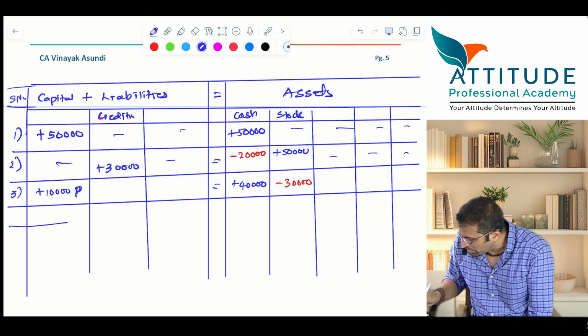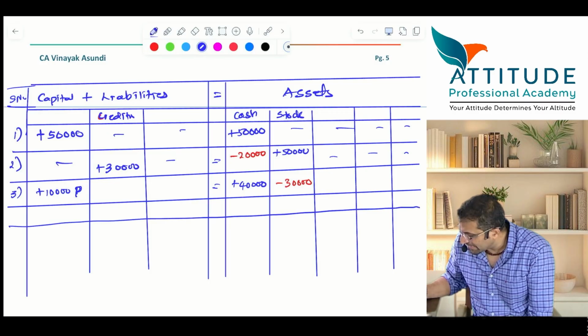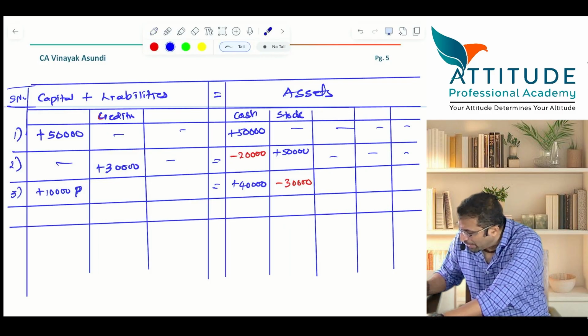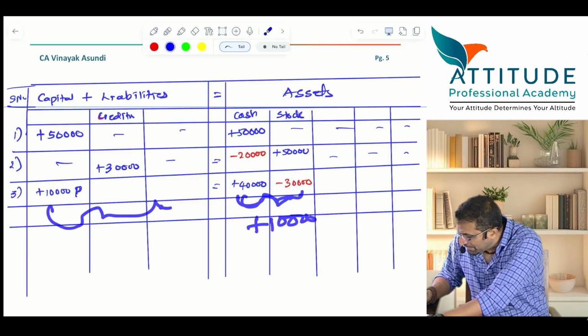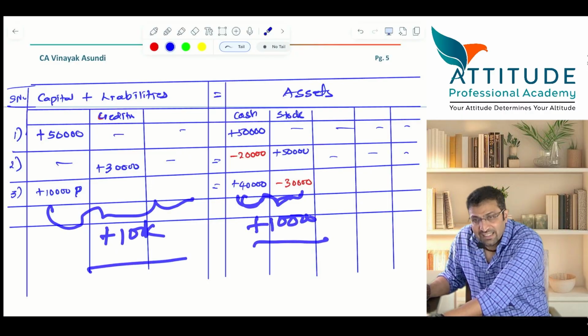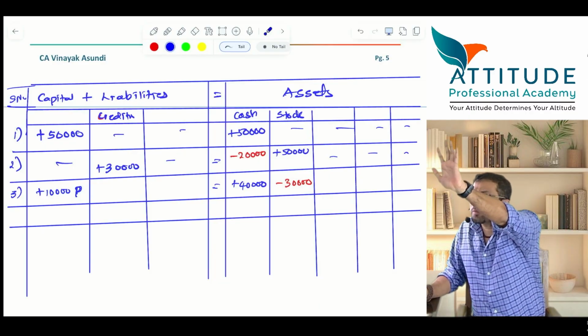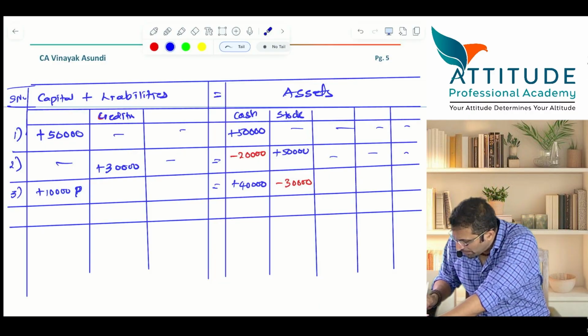Tell me, how does it hold good? Asset side, what is the effect? I am asking you some question. Please open your mouth. Asset side, what is the effect? Say the net effect on assets is plus 10,000. Correct? Capital and liabilities net effect plus 10k. So plus 10k, plus 10k, equation holds good. Is that clear? All of you are able to understand? Okay. Fourth one.